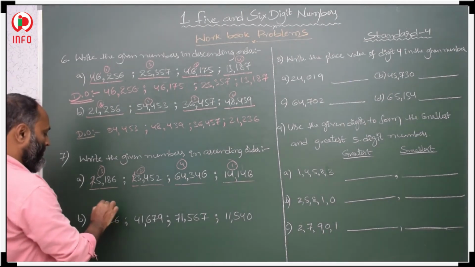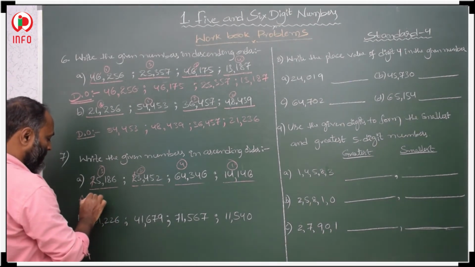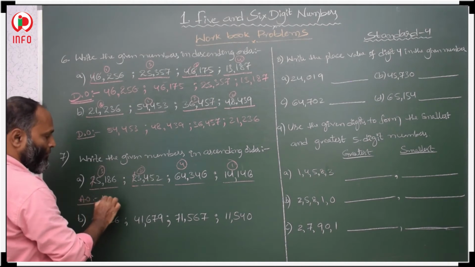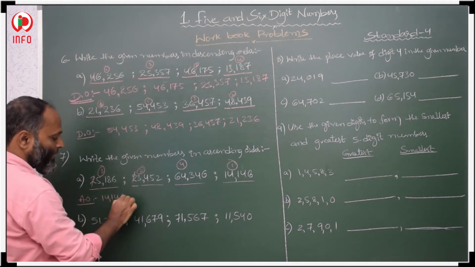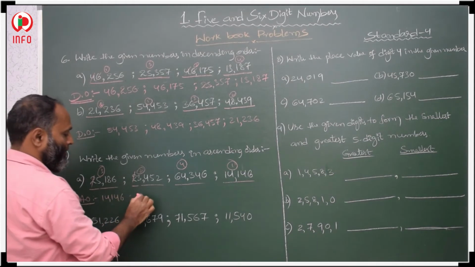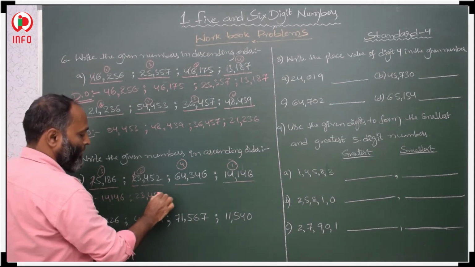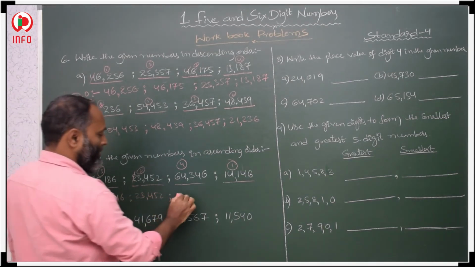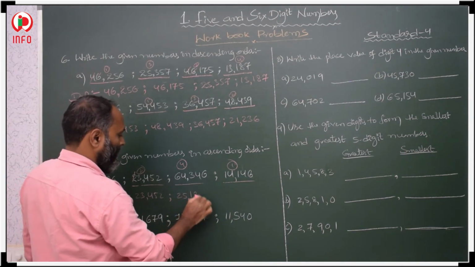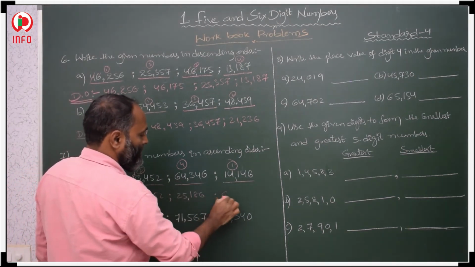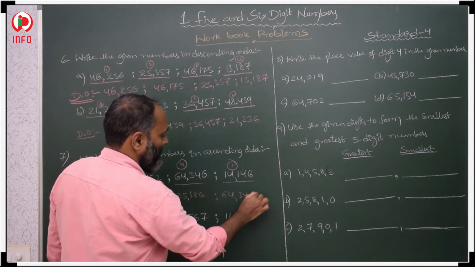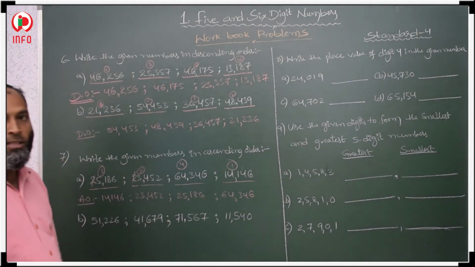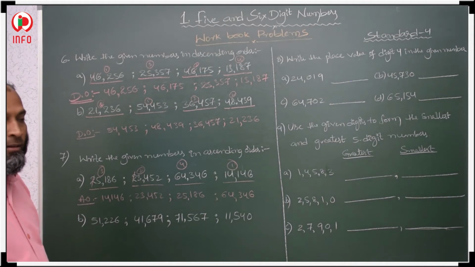Now, this is ascending order. 14,146. Then 23,452. Then 25,186. Then 64,346. This is our ascending order, increasing order. Next.